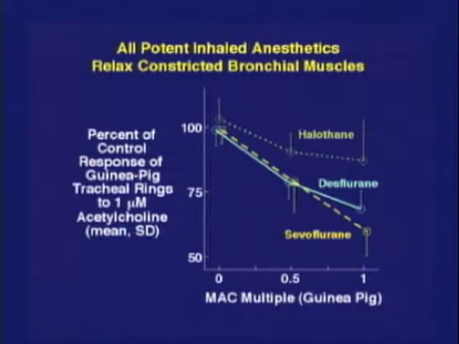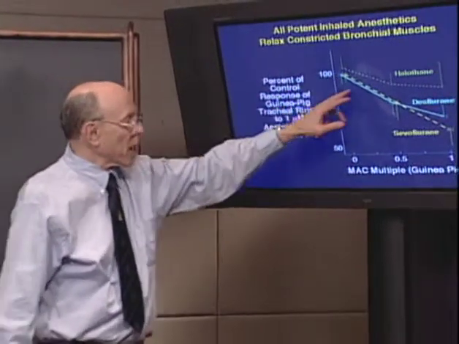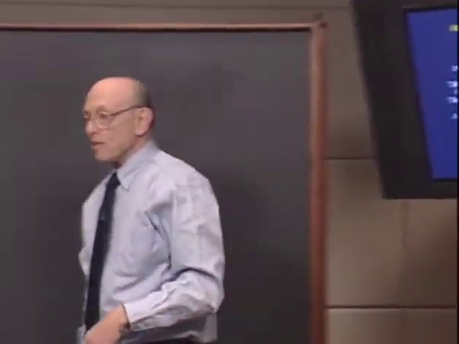There's the illustration of the effect on bronchodilator tone, or bronchomotor tone. This is the percent of the control response of guinea pig tracheal rings to micromolar acetylcholine. So you give acetylcholine to a guinea pig tracheal ring, and it constricts, and we give that a value of 100%. Then you add halothane or desflurane or sevoflurane, and the ring dilates, despite the continued presence of the acetylcholine, which would tend to cause constriction.